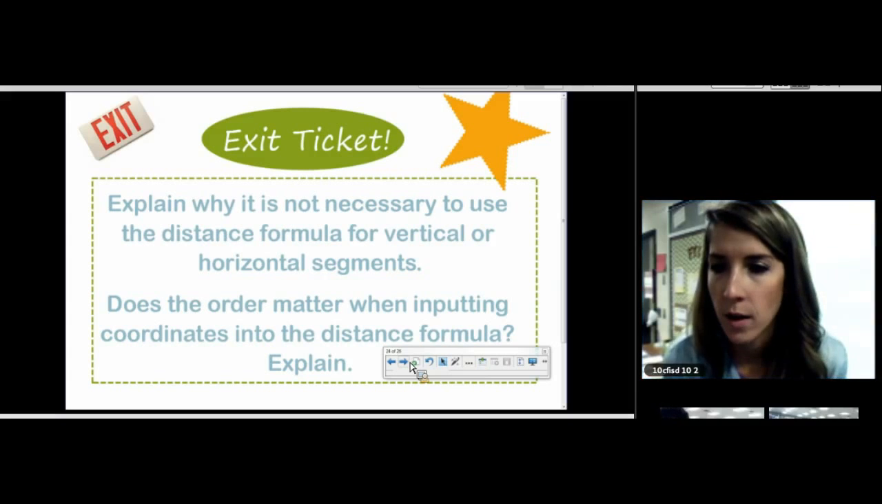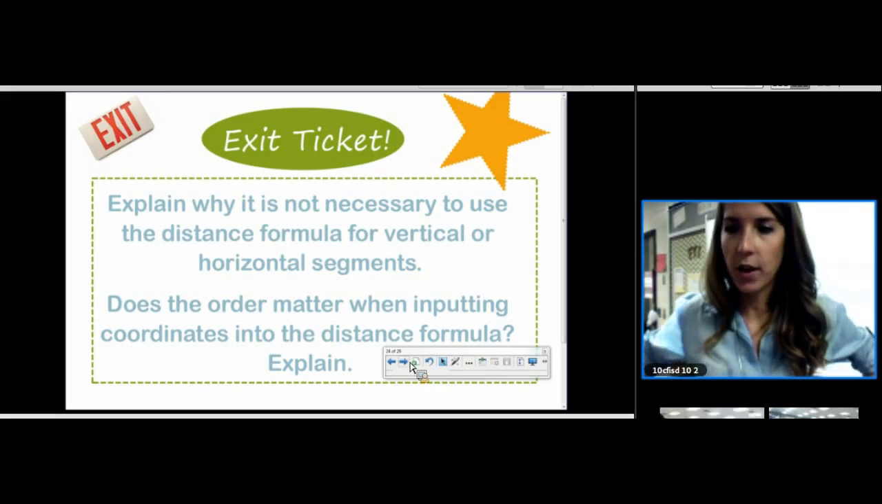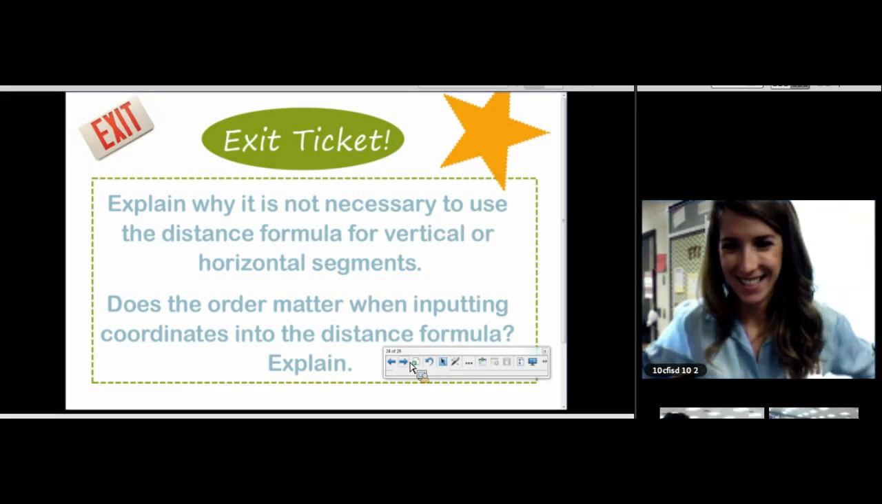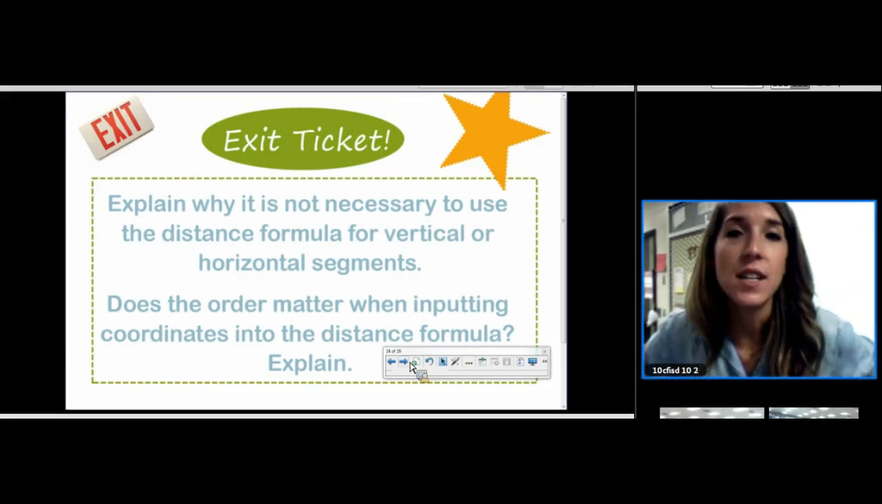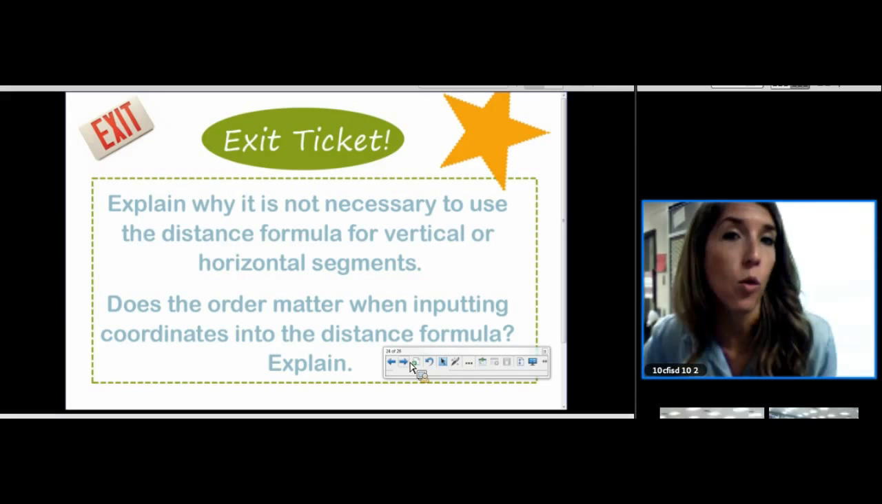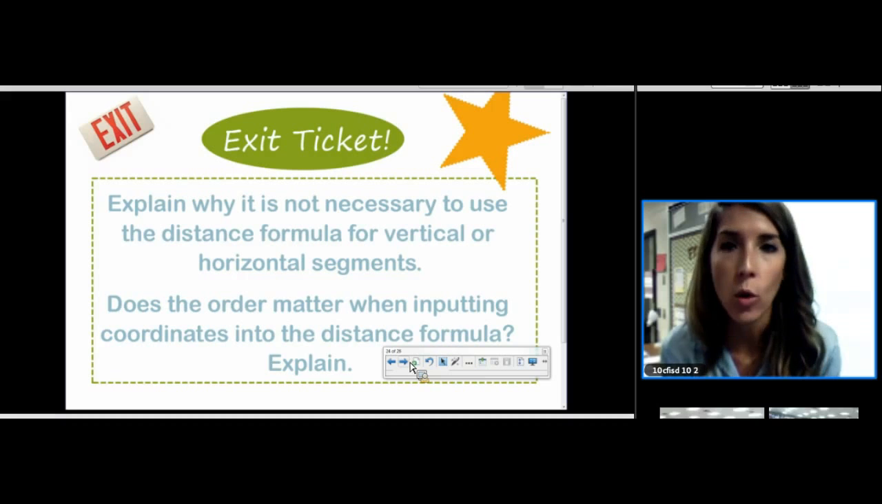Nope. Last thing, explain why it's not necessary to use the distance formula for vertical or horizontal segments. Because you can just count them. And the reason you can just count them is because one of the coordinates cancels out. So you don't need to do distance formula when one of the coordinates cancels out.